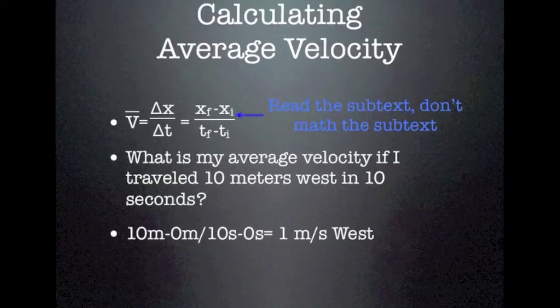So here's an example. What is my average velocity if I traveled 10 meters west in 10 seconds? So it would take my change in position, which is basically 10 meters because I started at 0 meters. And then I would divide that by 10 seconds because I also started at 0 seconds. That would equal 1 meter per second west.